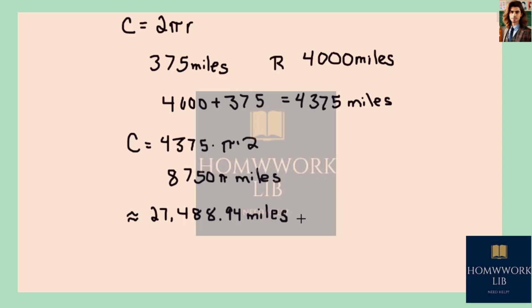Make sure you ask your instructor how they want that answer labeled, if they want you to actually use the pi key, where they want it rounded, because either one of these answers is acceptable depending on what your instructor is looking for. And the last thing I would do is write this in a complete sentence. And I would say the satellite travels approximately 27,488.94 miles in one complete orbit.